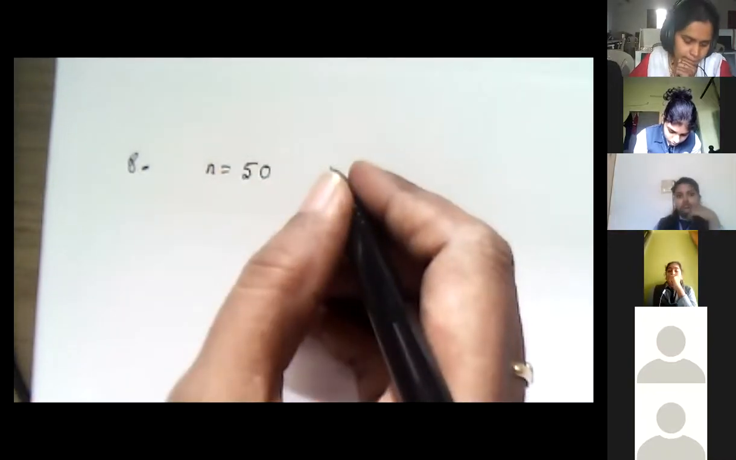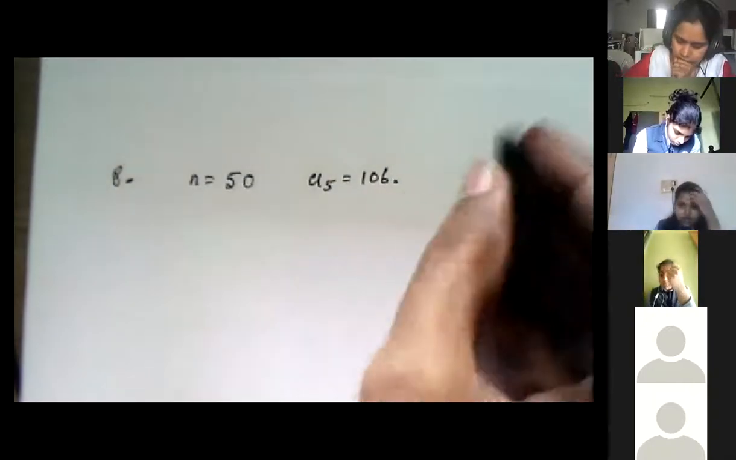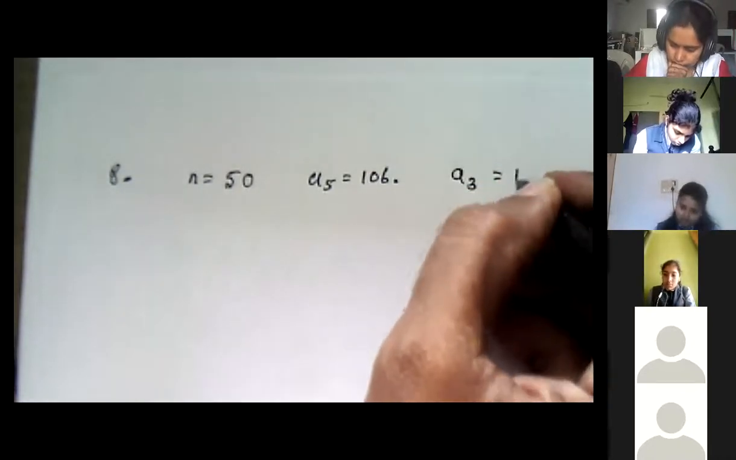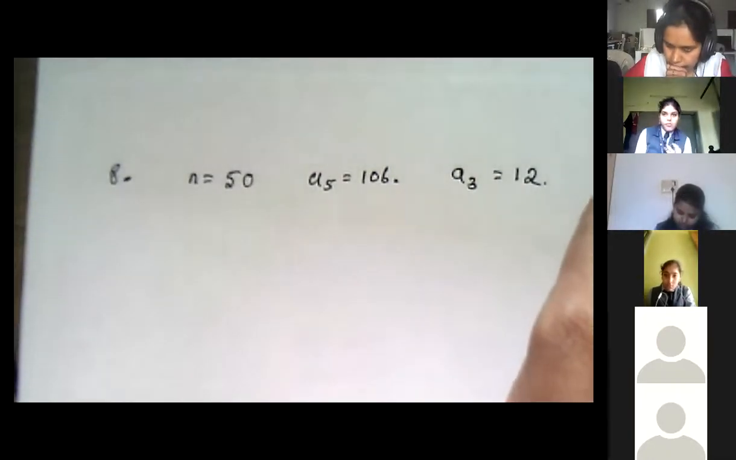N equals 50, A50 equals 106, A3 equals 12, and the last term is 106. That is, find the 29th term.